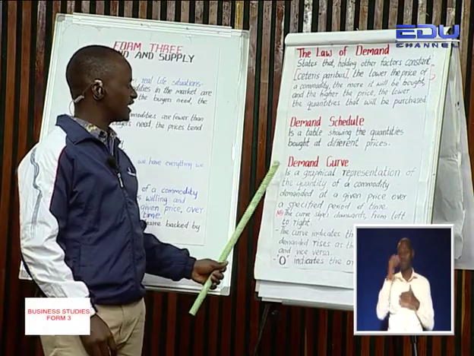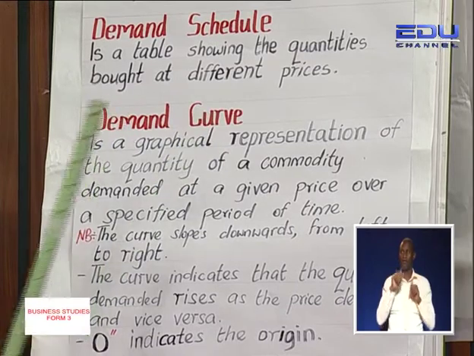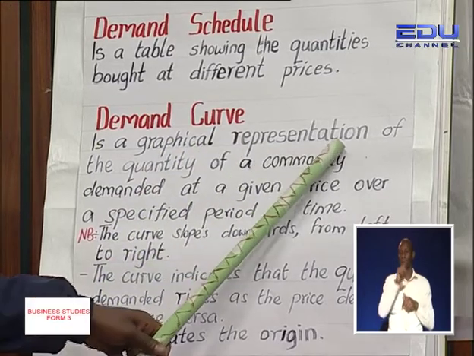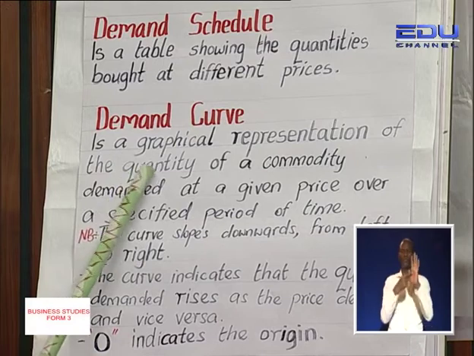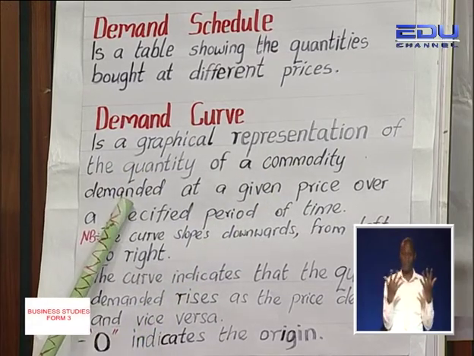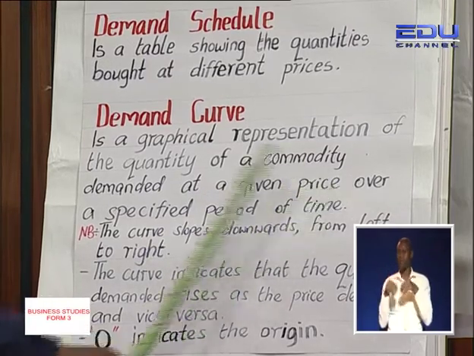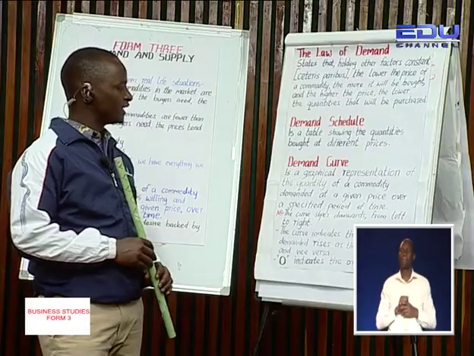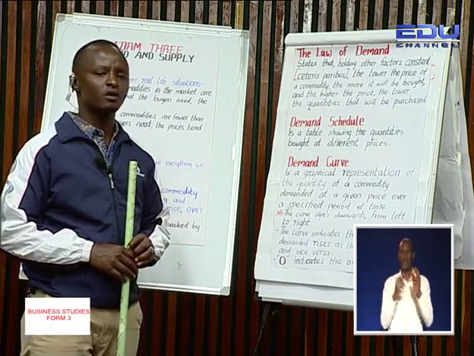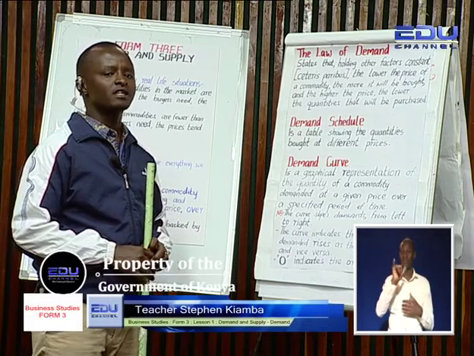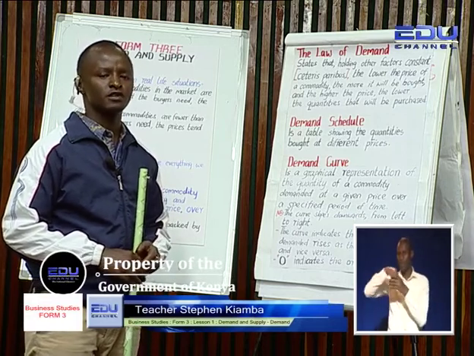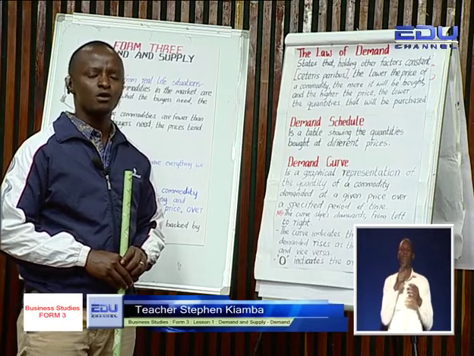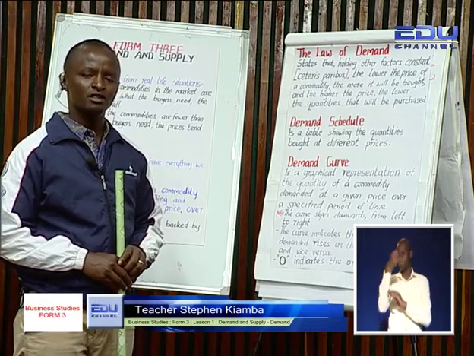The next concept is a demand curve. A demand curve is a graphical representation of the quantity of a commodity demanded at a given price over a specified period of time. We are saying it is a representation of the quantity of a commodity demanded at different prices within a specific period of time. In other words, it is a graphical representation of the demand schedule.